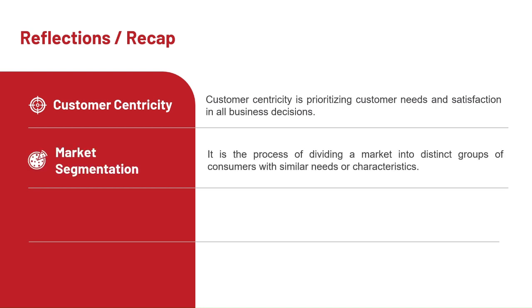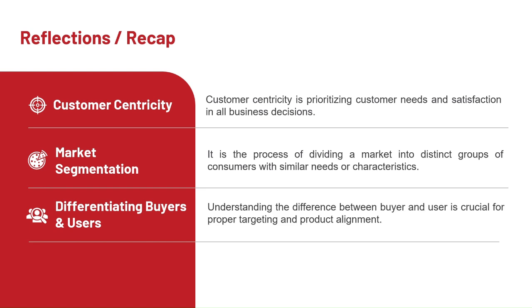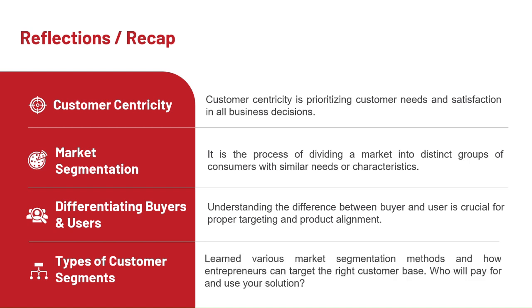What is a market segment? It is a process of dividing a market into distinct groups of consumers with similar needs or characteristics. What about differentiating buyers and users? Understanding the difference between buyers and users is crucial for proper targeting and product alignment. And what are the types of customer segment? You learned various market segment methods and how entrepreneurs can target the right customer base who will pay for and use your solution. These are the topics we covered in our previous sessions.